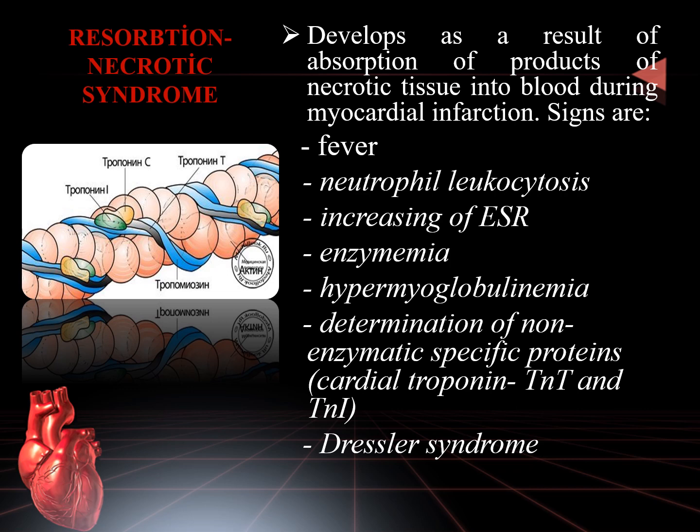Then hypermyoglobinemia, and the identification of specific proteins of the cardiomyocytes, such as cardiac troponin. All these are the main manifestations of the resorption necrotic syndrome. And even Dressler syndrome may develop during myocardial infarction. It's an autoimmune response against the altered myocardial proteins. Dressler syndrome is accompanied by pericarditis, pleurisy, and pneumonitis.